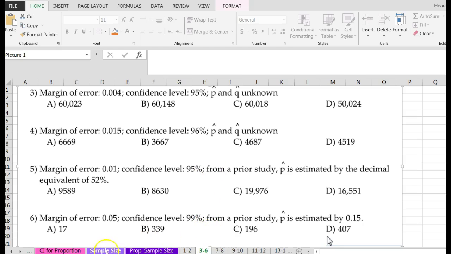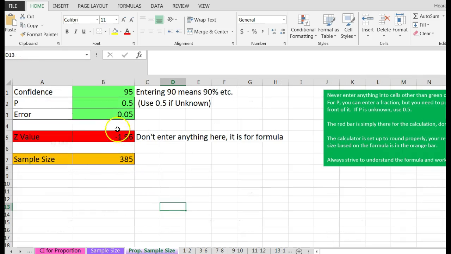So 0.004, I'm going to go to proportion sample size. Margin of error 0.004, so I'm going to type that in. 0.004, confidence level is 95%. And if P and Q are unknown, we use 0.5 here. I'm finished. The sample size is 60,023. Let's see if we nailed this one.